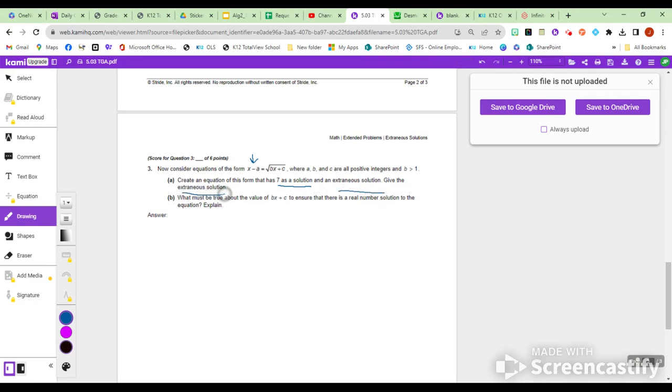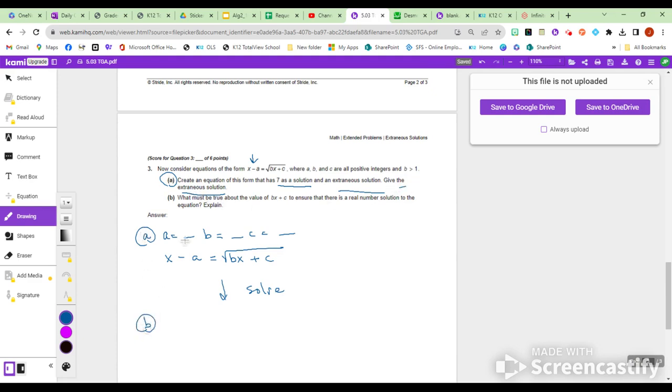Give the extraneous solution. So in A, you're going to create the equation. You're going to figure out what your A, your B, and your C are. You're going to plug those back in. X minus your A, you'll put the number in for A, equals the square root of B times your X, you'll put your number in for B, and then plus C. And then they're asking you to solve it. This is still the A. Give the extraneous solution. All that is in A.